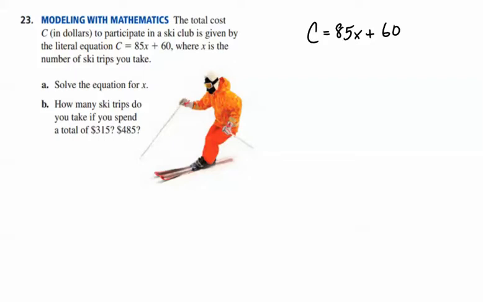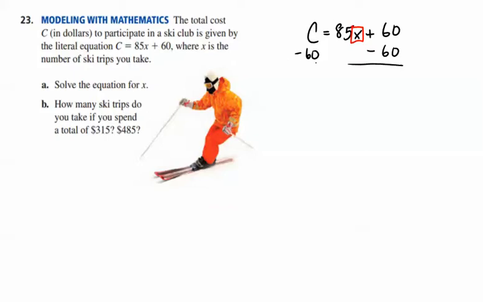So this is an example of, perhaps, a $60 initial fee regardless of how many trips you take, and then there is an $85 fee for each ski trip that you go on. What we want to do in this problem is to solve this equation for x. So we're going to subtract 60 first on both sides. Remember, the goal is to isolate the x.